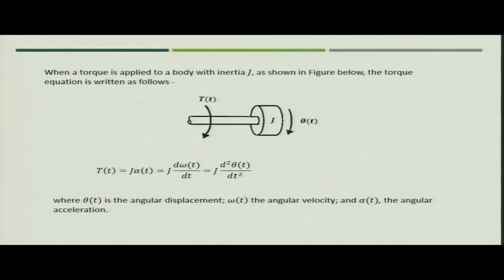Now, when torque is applied to a body with inertia J, as you see in the figure, the body is rotating, having inertia J, and theta as the displacement. When the torque is applied, the governing equation you can write is torque T equal to J alpha, that is equal to J d omega by dt, or J d 2 theta by dt 2. Here theta is the angular displacement because of the applied torque, omega is the angular velocity and alpha is the angular acceleration.